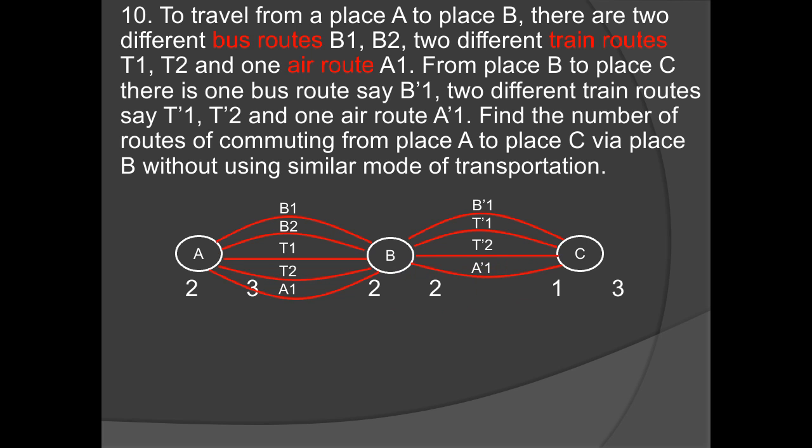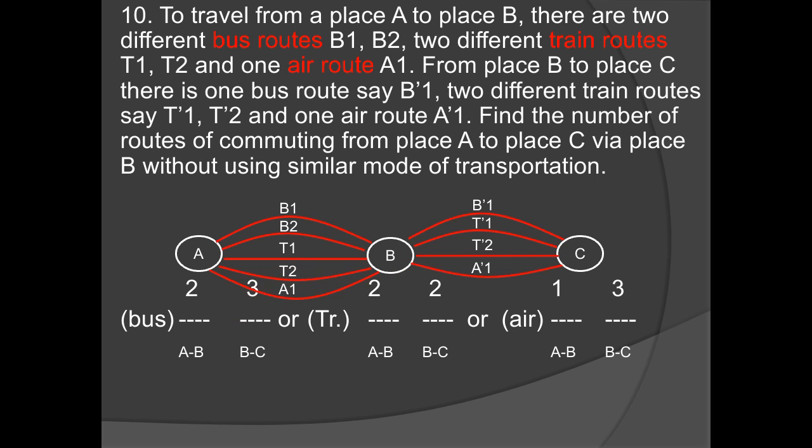First of all, first I am going to take the bus route. Here two bus routes are there, isn't it? So A to B, I have taken the two bus routes. Now coming to B to C, I cannot take the bus route. I can take train route or air route. So totally there are three. So 3 is placed here.